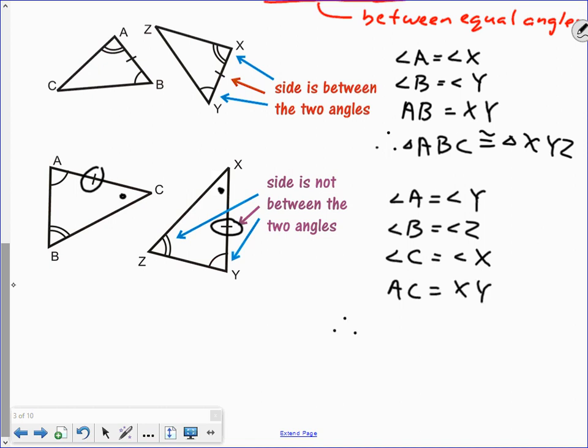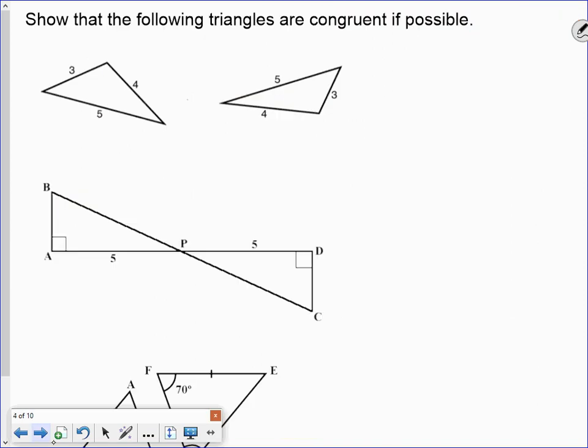So we can say, therefore, triangle ABC, make sure we get the A in there, is congruent to which angle matches up with A? It's Y. Which angle matches up with B? It is Z. And which angle matches up with C? It is angle X. So triangle YZX.